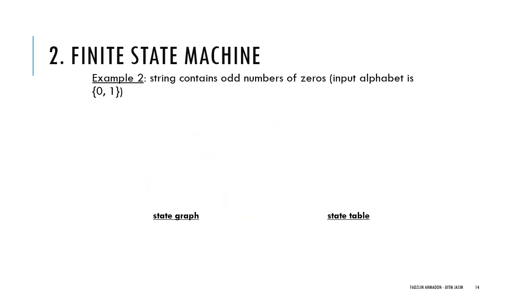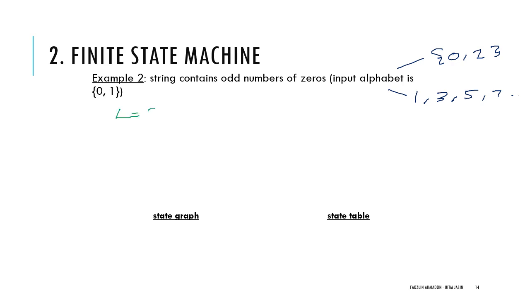Okay, next question. Strings that contain an odd number of zeros, and the input alphabet is 0, 1. So let's extract what we know from this question. Input alphabet is still 0, 1. But then we want odd numbers. So odd numbers we know start from 1, 3, 5, 7, and so on.